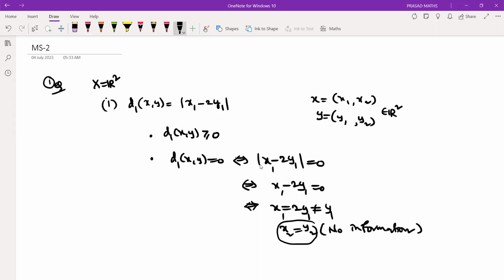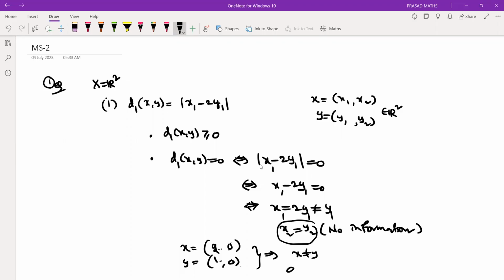So we can easily conclude this is my guess. Now we can give a counterexample. Suppose x equals (1, 0) and y equals (2, ...) or you can take 2, 0. Therefore x1 equals 2y1 is satisfied, where this is x1 and this is y1. Clearly x is not equal to y.